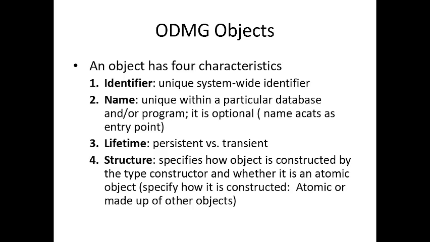These are atomic objects. If an object is not atomic, then it will be composed of other objects. For example, a collection object is not an atomic object, since its state will be a collection of other objects. That is, non-atomic collection objects.